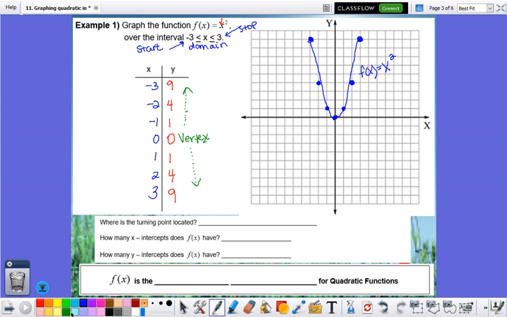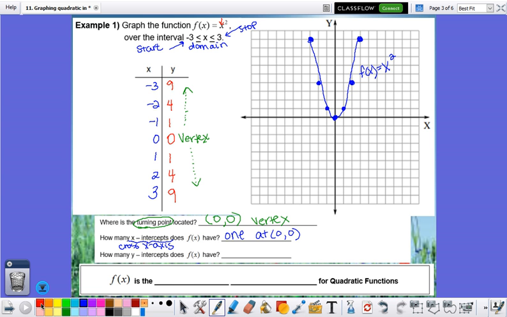All right, let's answer the questions at the bottom. Our vertex is another name for our turning point. So it is located at 0, 0 here. How many x-intercepts does this function have? Well, remember, x-intercepts are where we cross the x-axis. And it only crosses the x-axis here. There's only one at 0, 0.